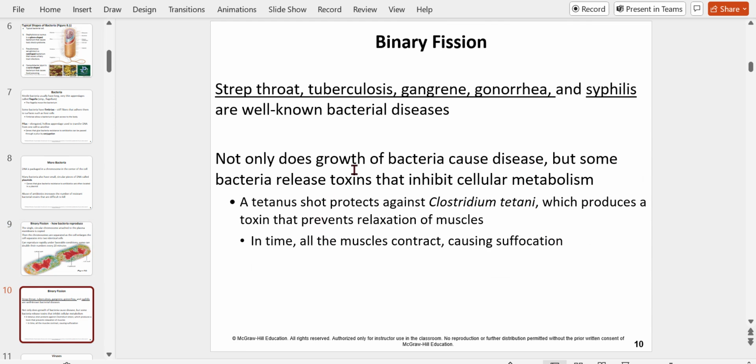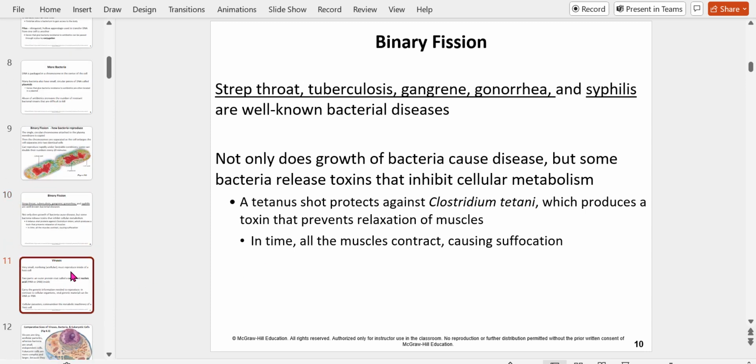Strep throat, tuberculosis, gangrene, gonorrhea, syphilis are well-known bacterial diseases. Not only does growth of bacteria cause disease, but some bacteria release toxins that inhibit cellular metabolism. A tetanus shot protects against Clostridium tetani, which produces a toxin that prevents relaxation of muscles. In time, all the muscles contract, causing suffocation. Devastating.